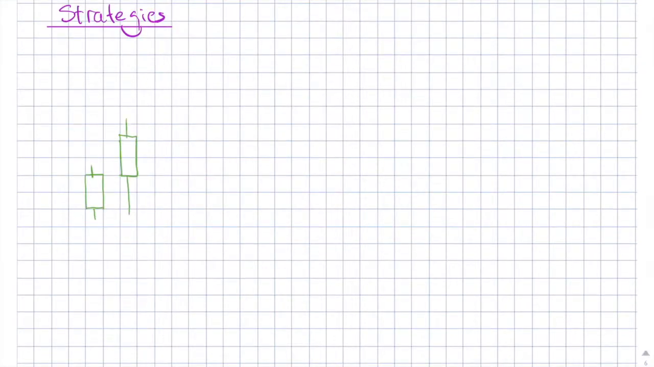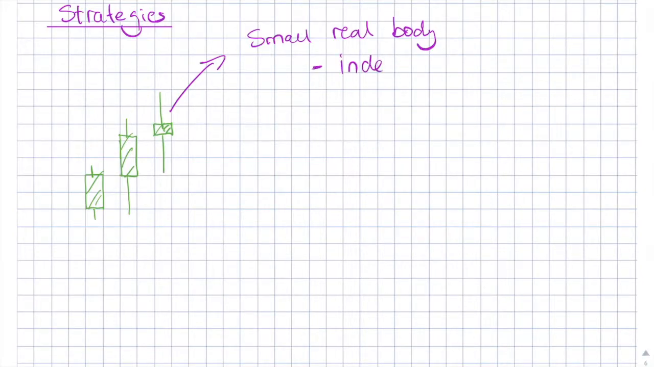Here is an example of something called a spinning top. Here we are with three bullish candlesticks, but the last one I drew has a small real body and a long upper and lower shadow. And what does this tell you? Well, it would tell traders that the market is indecisive.